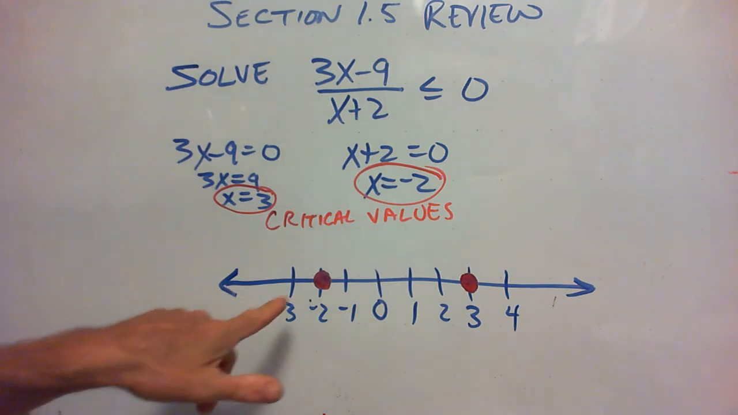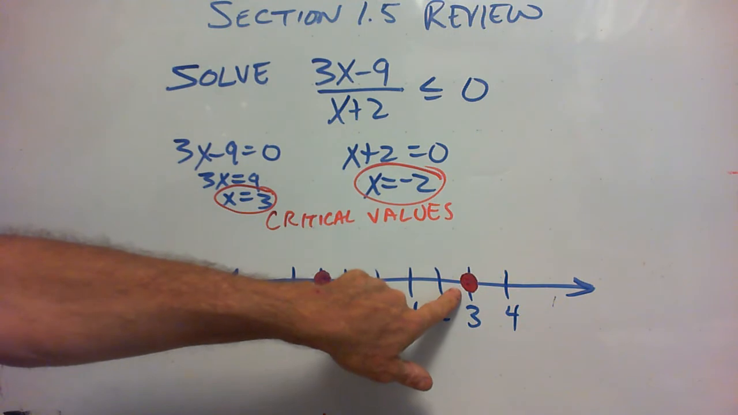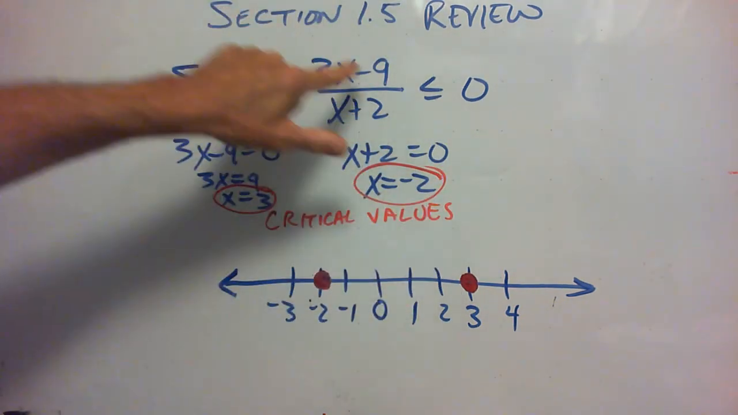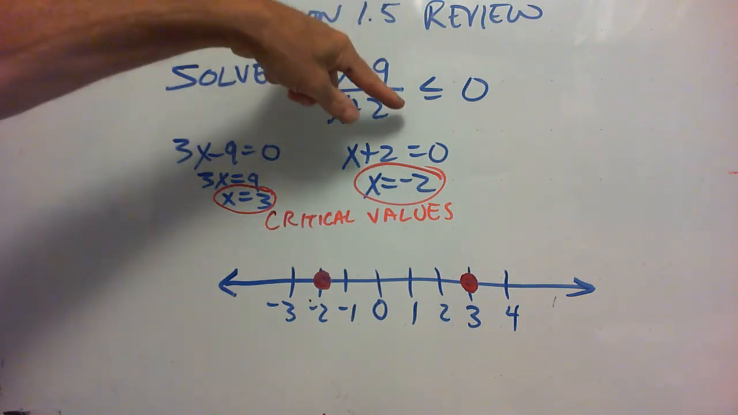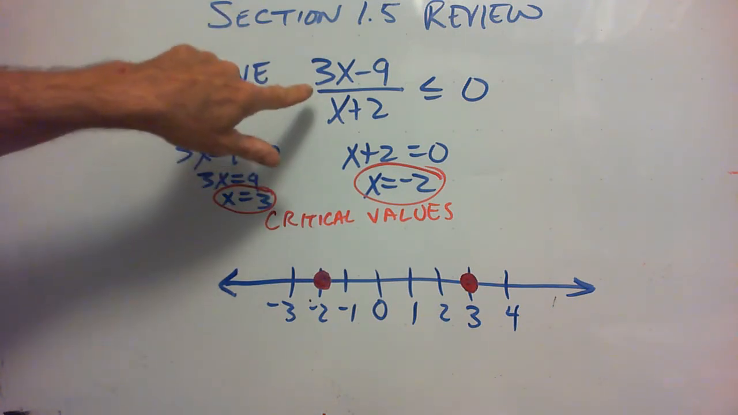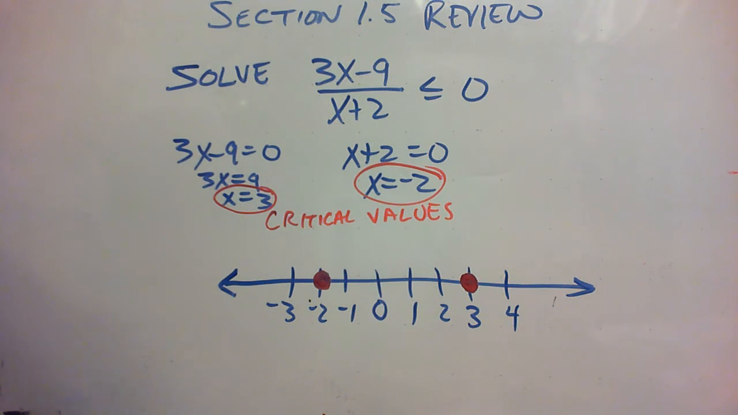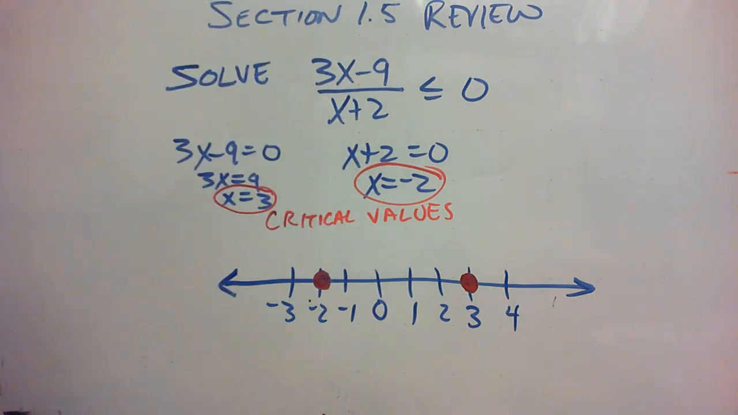Now, when students plot these critical values, they'll often plot them just like this. Closed circle at 3 because it's less than or equal to 0. And when x is 3, you get 9 minus 9. 0 over 5 is 0, which is less than or equal to 0. But what about negative 2? Negative 2 gives us negative 6 minus 9, negative 15 over 0. Well, that's division by 0.